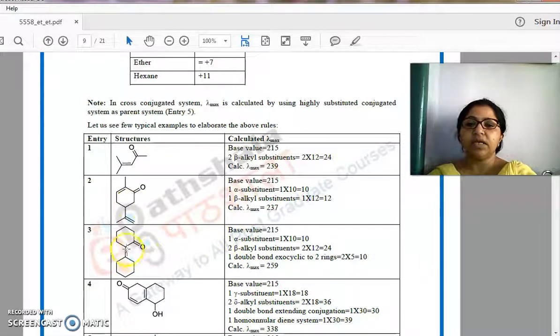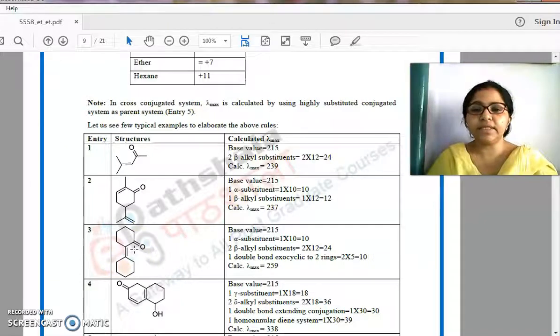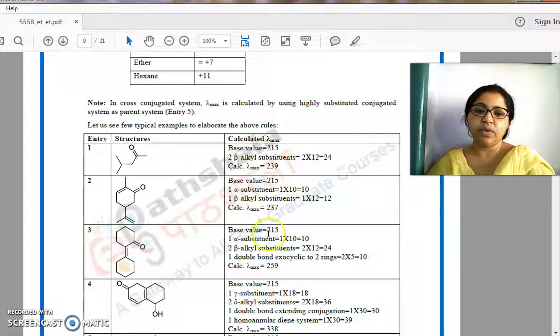Okay, next one. It is a six-membered cyclic ketone. Now it has 215 as the base value. Now to this, what we have is the alpha position.